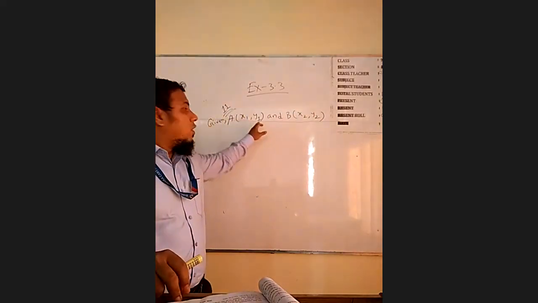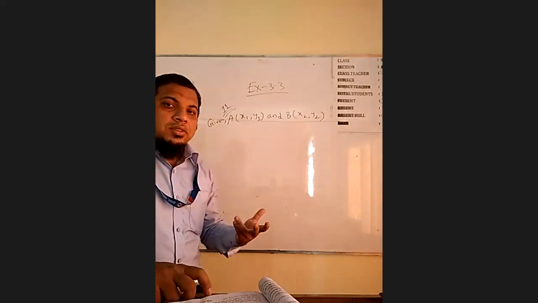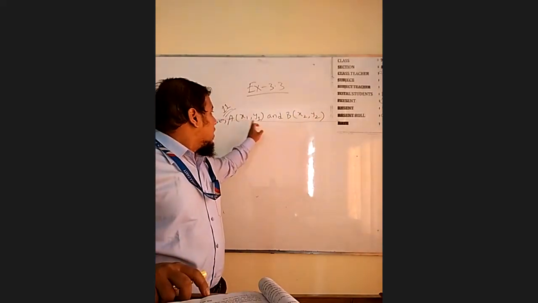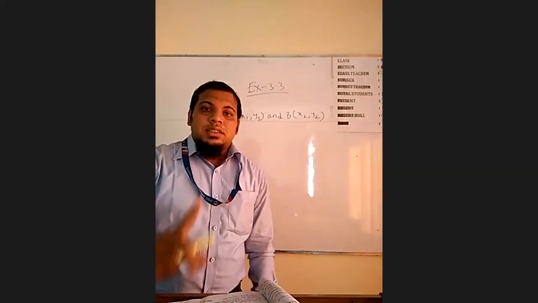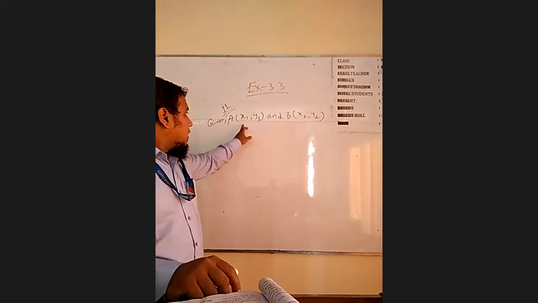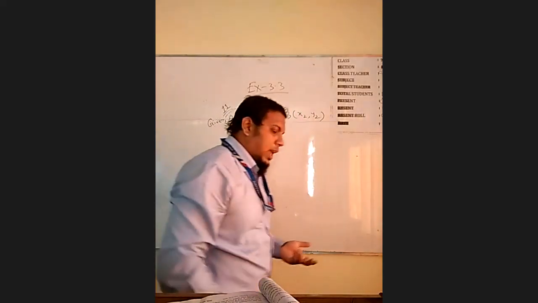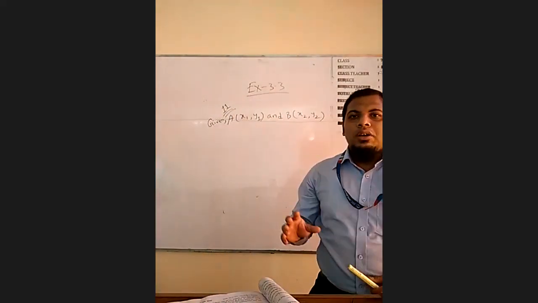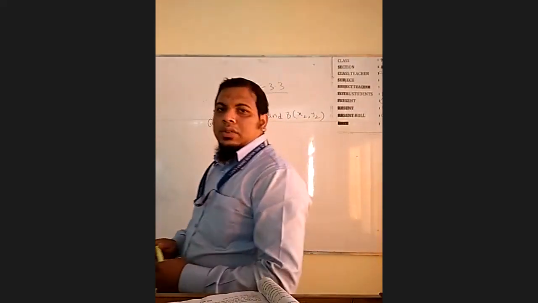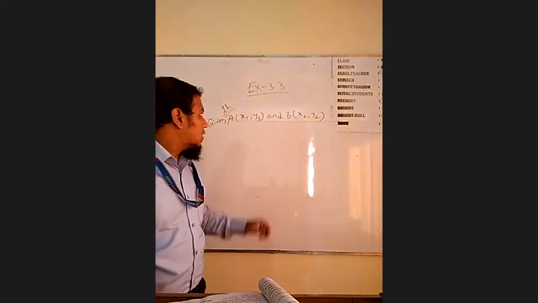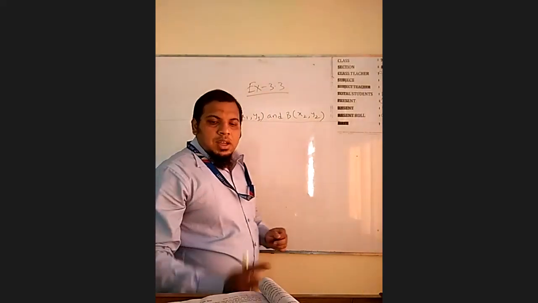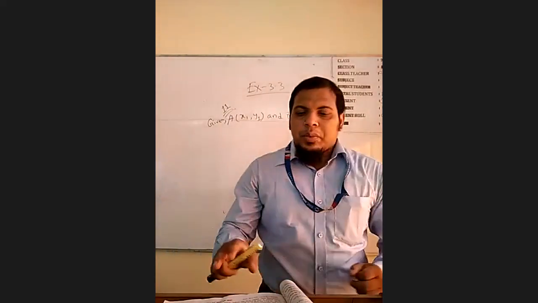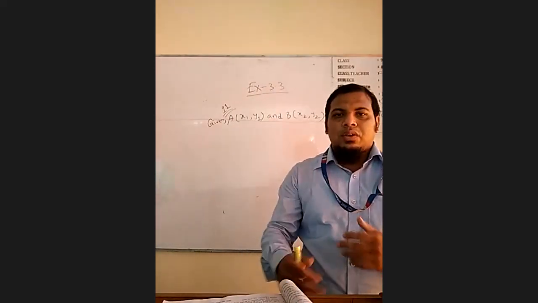Actually they are not numerical coordinates; only the algebraic constants are given. Commonly we know x, y, z are variables, but here it is not x, it is x1, y1. They are constants, with respect to the coordinate axes where O is the origin.